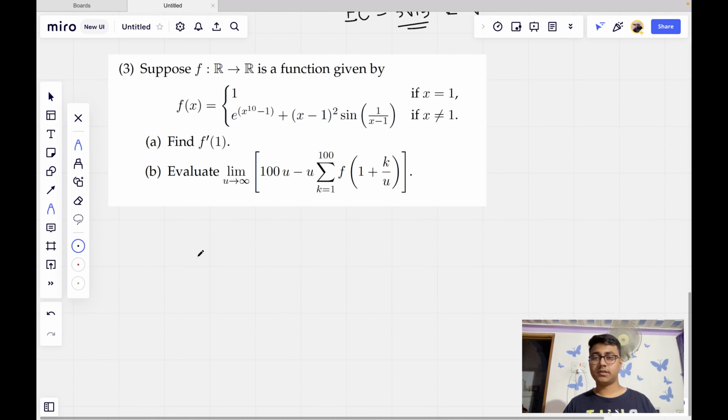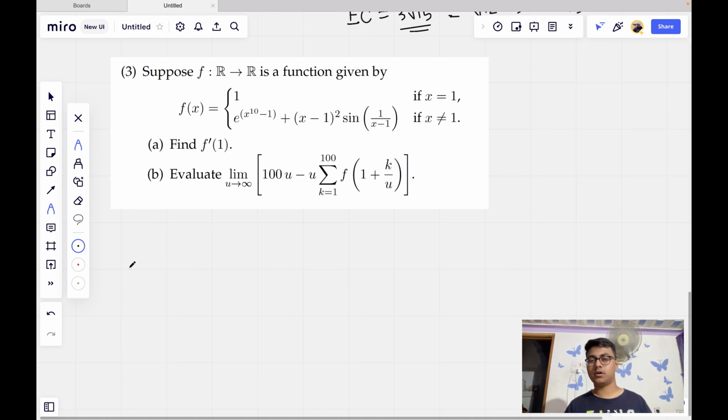So this is the third question. It's on calculus, just basic derivatives. So we'll see what this question wants. We are given a function f defined on the reals, and this is the definition of the function. So function, the f of 1 is equal to 1, and everywhere else it is this huge expression. We want to find f dashed 1.